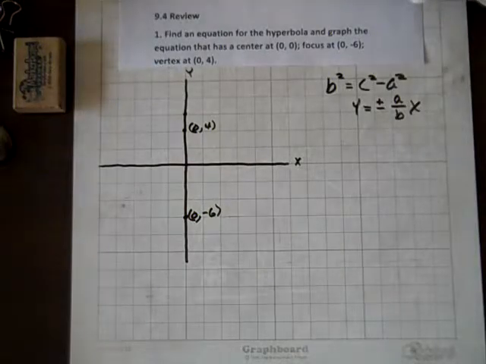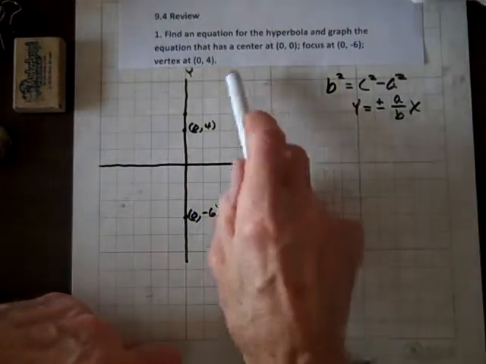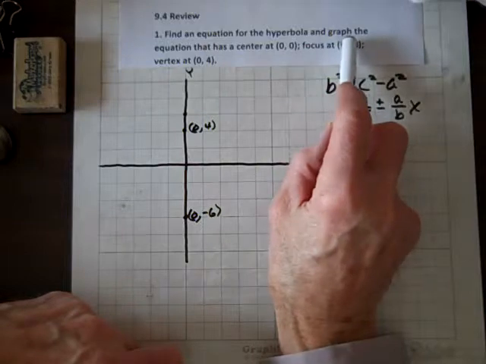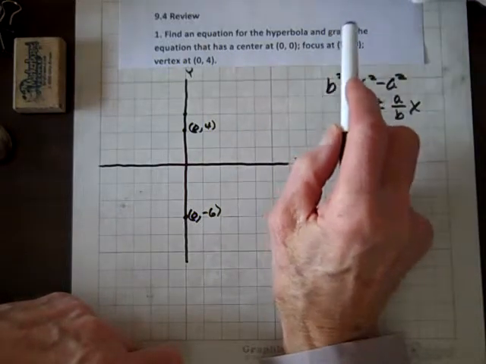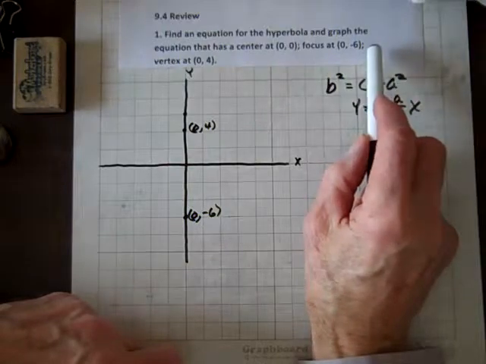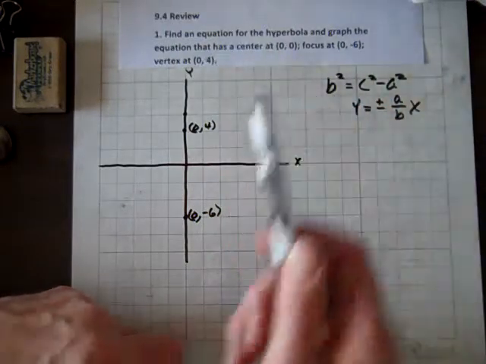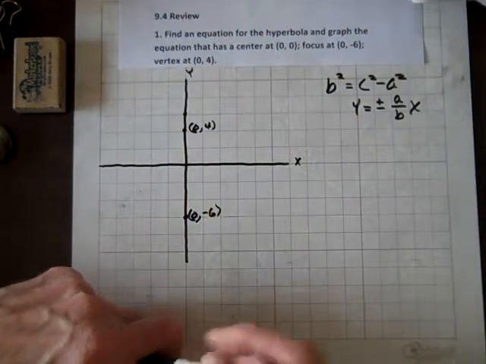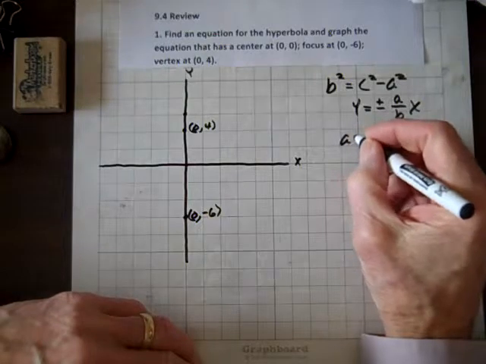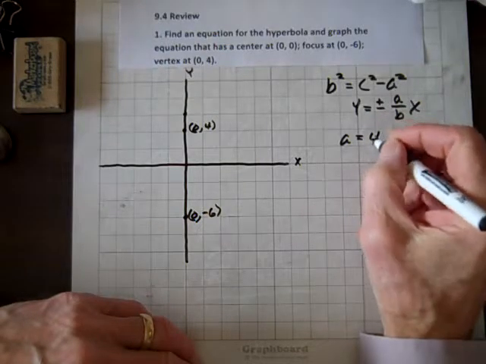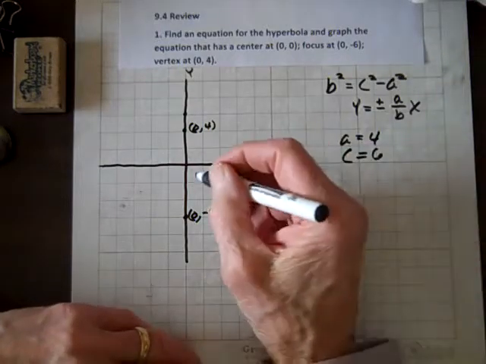Now we're doing the review for 9.4, and we've got to find an equation for the hyperbola and graph the equation that has a center at 0, 0, a focus at 0, -6, and a vertex at 0, 4. So that means that a in this case equals 4, c equals 6.